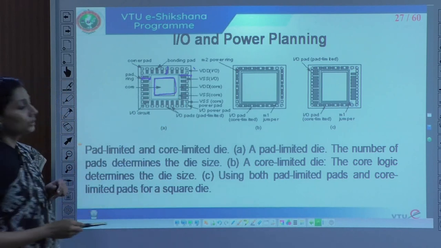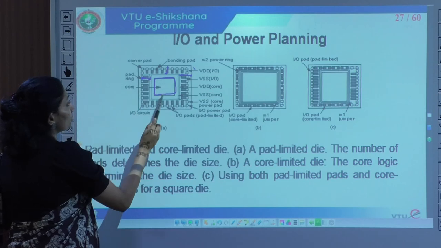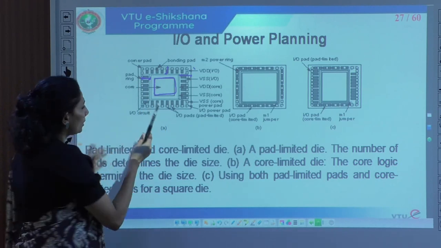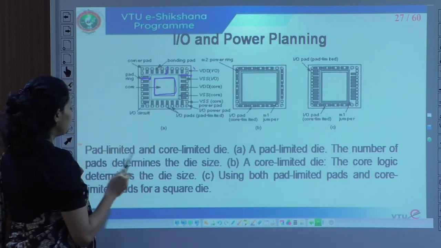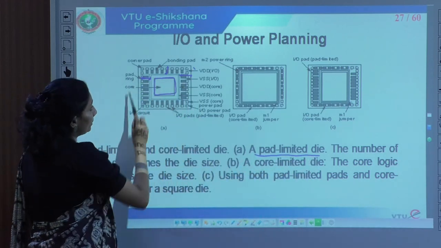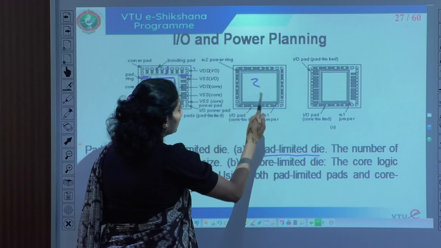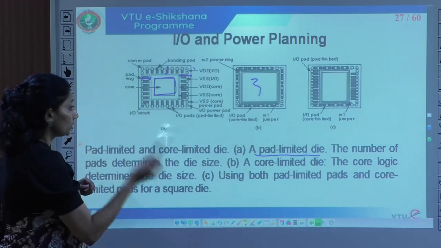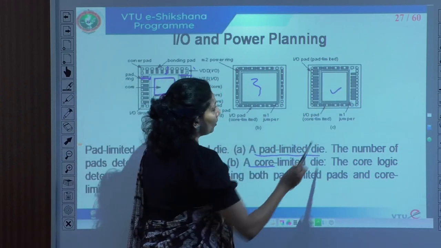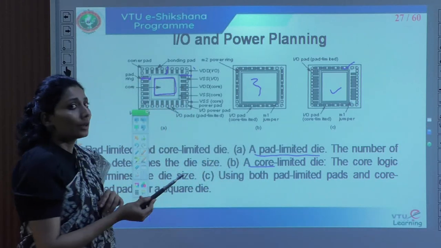There are a few terminologies with respect to the I/O region. Here the I/O region is very dense, the core region is not that much, or the I/O is very complicated but the core is not. So it is called a pad limited die. That means the major focus is given only to the pad, not to the core. The second one, if the core region is larger compared to the pad region, then it is called a core limited die. And the compromise, where you have equal contribution from core and pad, is pad related and core related die.